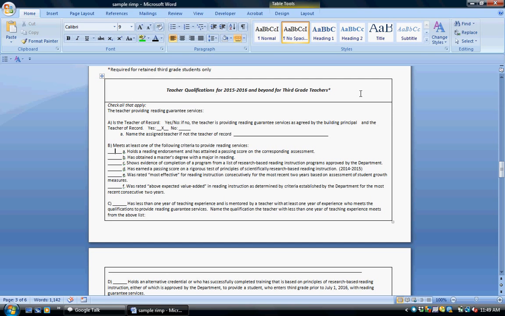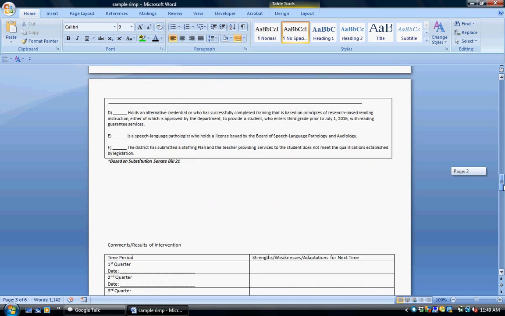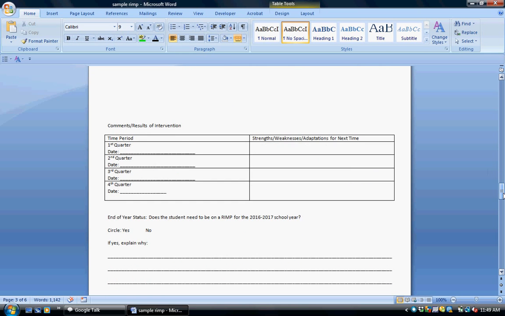So, if you don't, you would not have to put anything on here. This is for 3rd grade teachers only. So if you don't teach 3rd grade, you don't have to worry about this. And that's okay. Alright? Now we go through and fill out our comments and the results of our intervention. So our first one was in October of 2016.